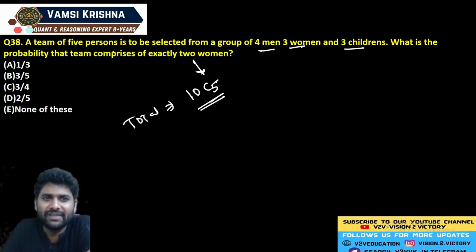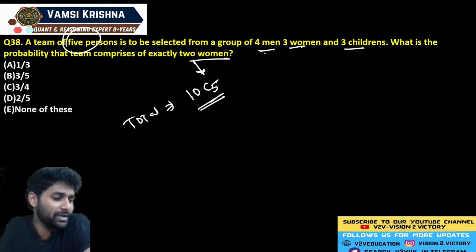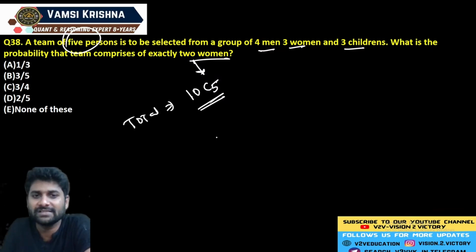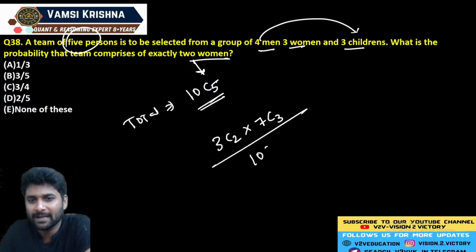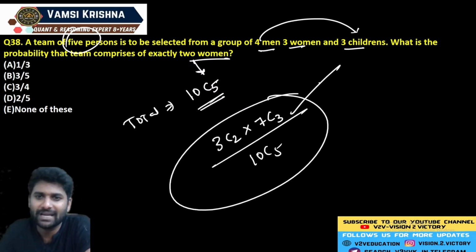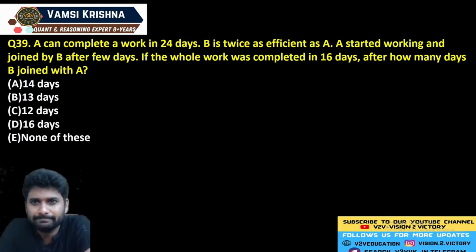Then here the case, we need 5 persons only. Out of 5 persons, 2 are women. So what is the probability to get 2 women out of 3? It's 3C2. And definitely remaining 3 people you have to select from both men and children. So how many are there? So 7, we have to select 3. So say 3C2 and 7C3 divided by 10C5. Guys, go through the calculation. Next.